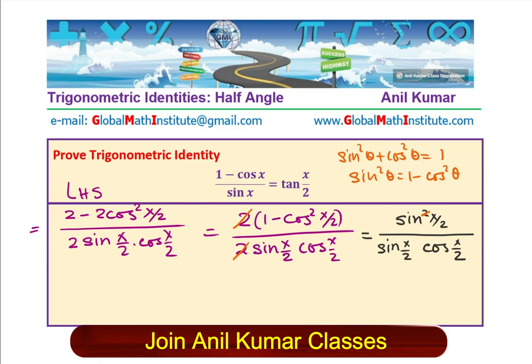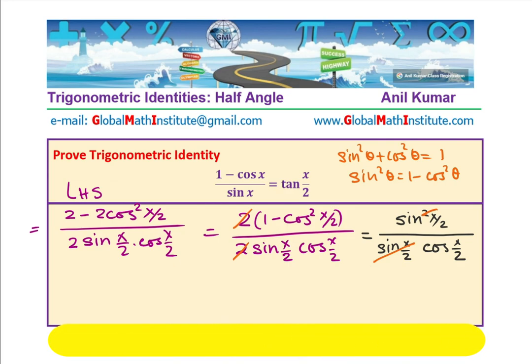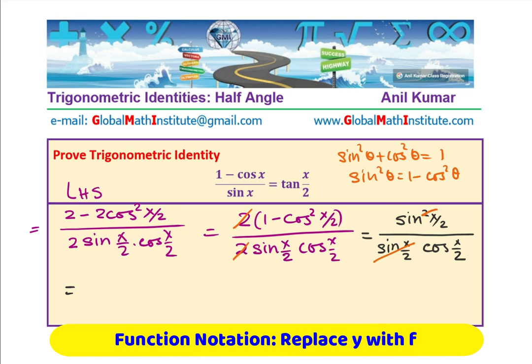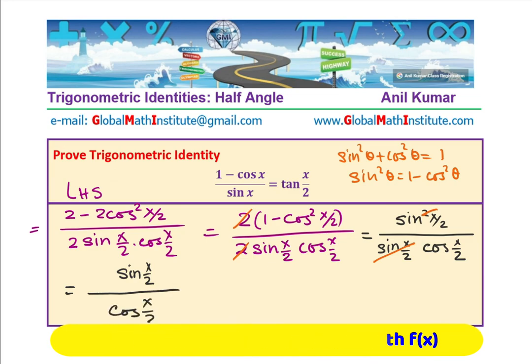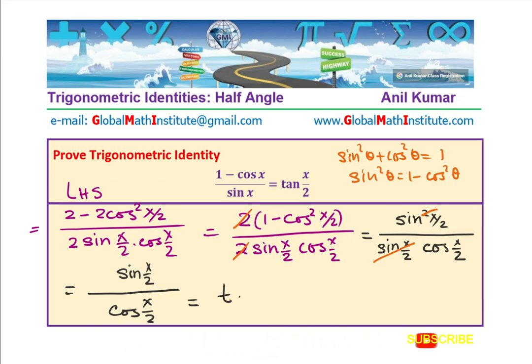So sin square and sin x by 2, they cancel, leaving sin x by 2 in the numerator divided by cos x by 2 in the denominator. And that is tan x by 2, clear? Which is the right hand side. So we have shown left hand side is equal to right hand side.